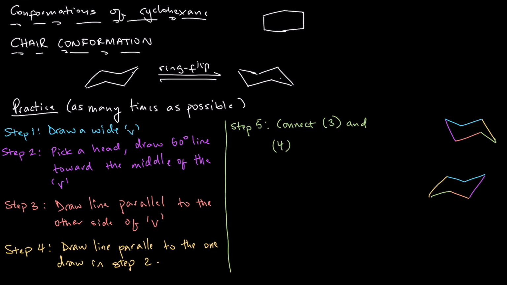So I'm hoping that you're able to trace this as well. And like I said, this is the time to just stop and draw this chair conformer at least 50 times before you move on in this video. And it's your goal to get to the point where you don't even need to look at these steps anymore. You can just draw it at a very quick pace.